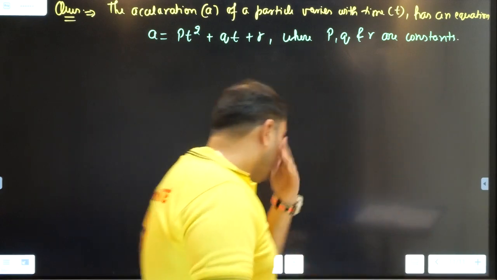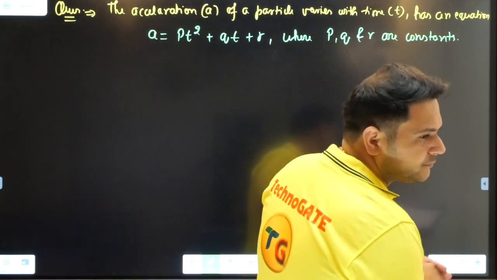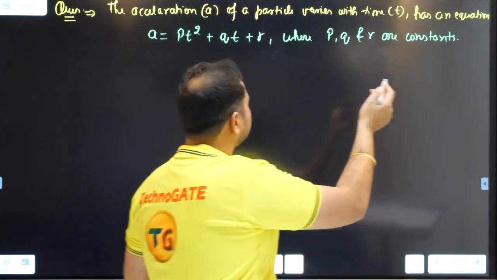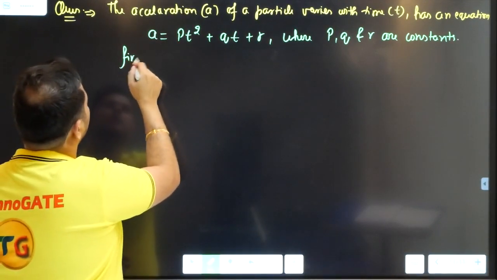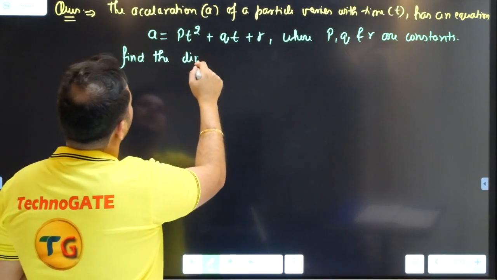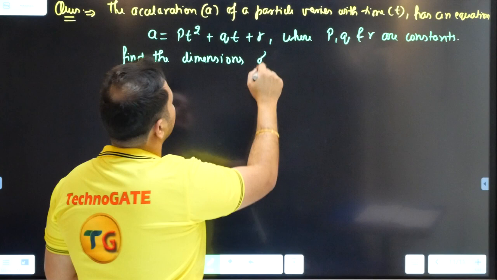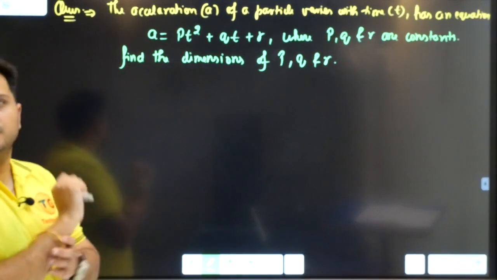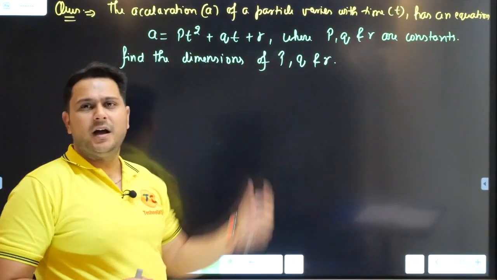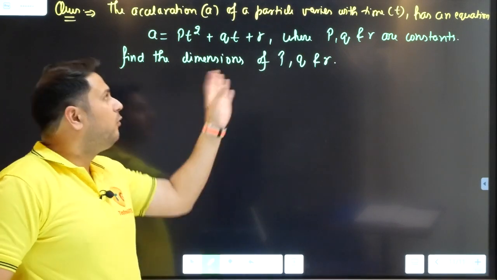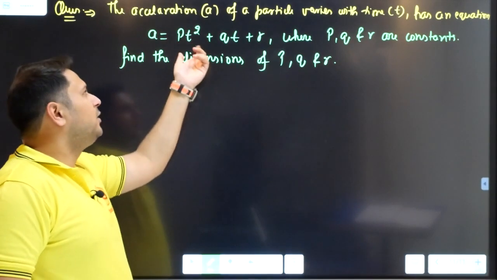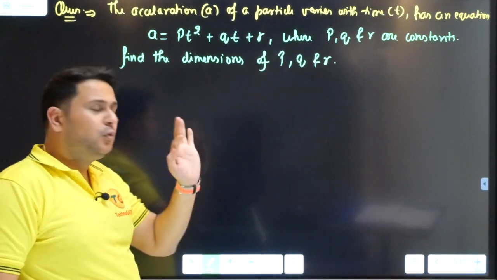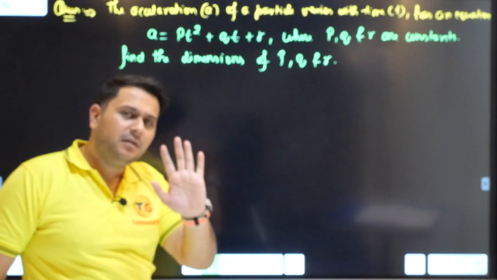Now find the dimensions of p, q and r. Now see, I'll tell you, if these P, Q and R are having values like 1, 2, 3, 4, suppose A is equal to 2t square plus 3t plus 5 was given, then 2, 3, 4, these are the numbers. They do not have any dimensions.